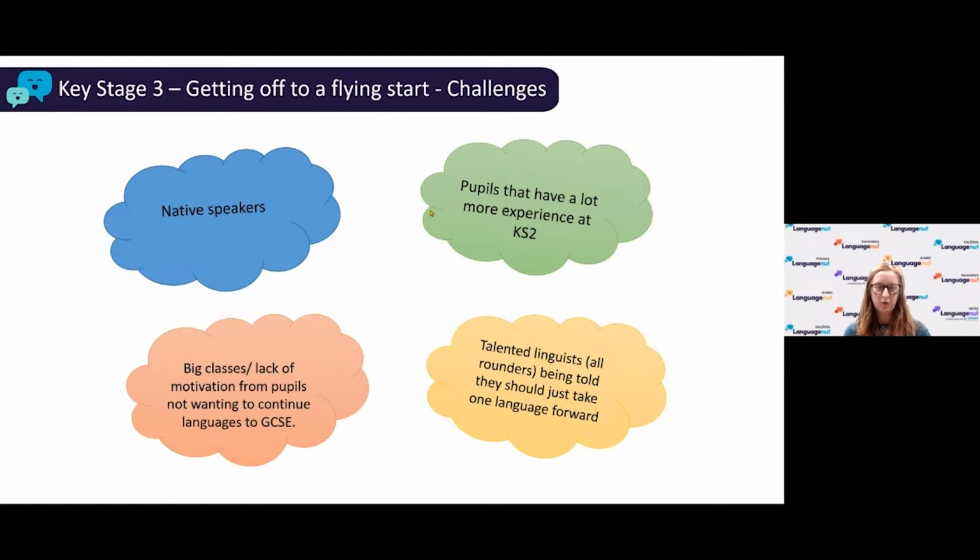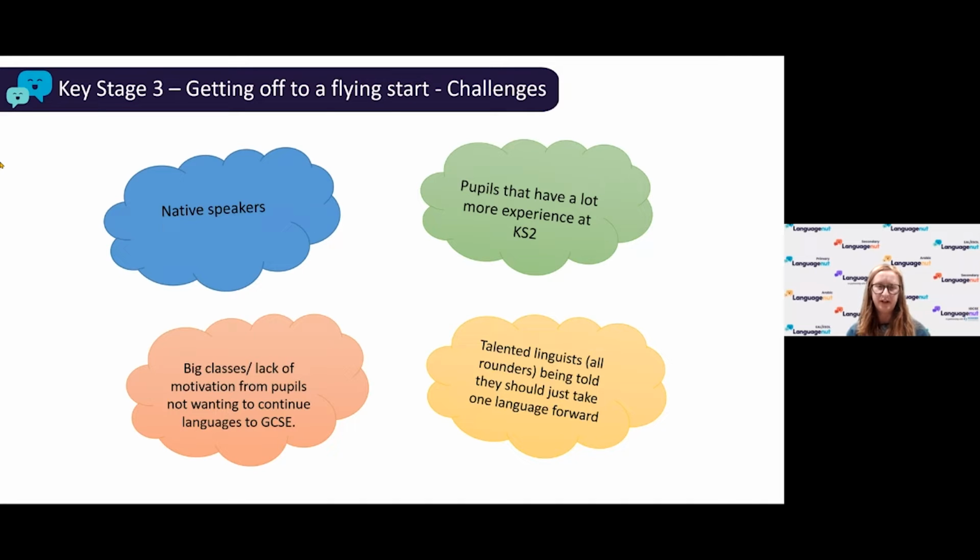And so in order to get students off to a flying start at Key Stage 3, it's really important that we learn to foster independence in those students that are high achievers. And in the Key Stage 3 class, you might have your native speakers, you might have your students, particularly at Year 7, who have had a lot of experience at Key Stage 2. When you're getting into Year 8, Year 9, you might have big classes where you've got some students who are really pressing on, who want to do GCSE, but you've also got students who don't want to.